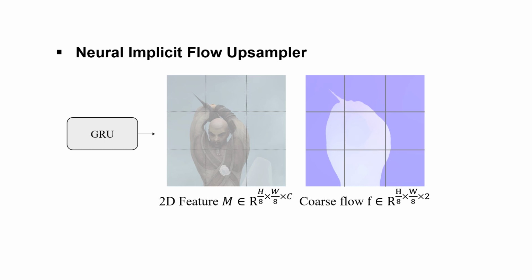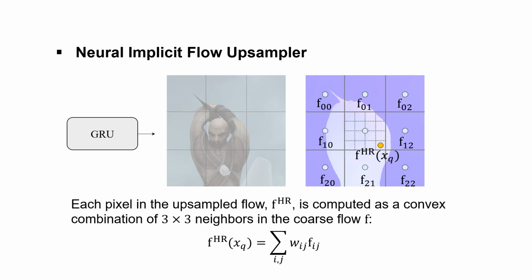After the GRU operation, we can gather 2D feature map and the estimated optical flow in the quarter resolution. Here, the feature map corresponds to the hidden state of the GRU module. In order to upsample optical flow, we represent each pixel in the upsampled flow as a convex combination of 3x3 neighborhoods in the quarter flow. Therefore, we multiply the convex weights W by the neighborhoods of the query point XQ in the quarter flow to compute the flow of the query point in the upsampled flow.